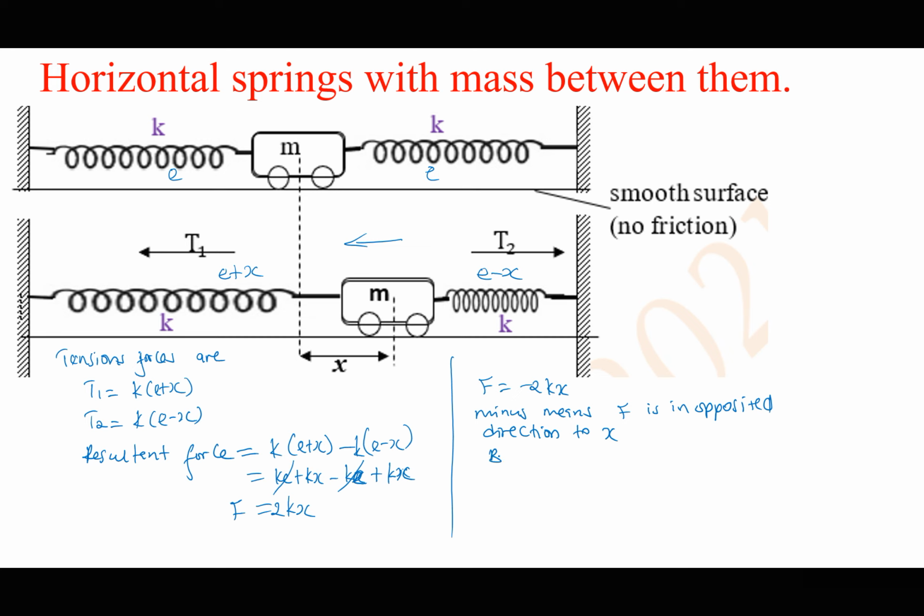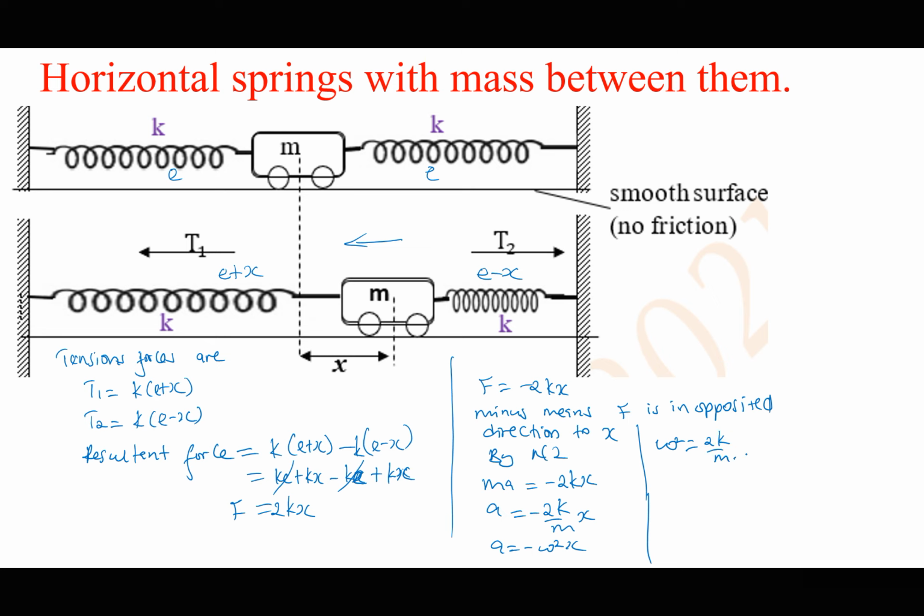So by Newton's second law, the force ma is going to be equal to negative 2k times x. So I divide by m, so a is going to be negative 2k divided by m, then times x. So compare with the general equation of simple harmonic motion, which is a equals negative omega squared times x. So it means omega squared is going to be equal to 2k divided by m.